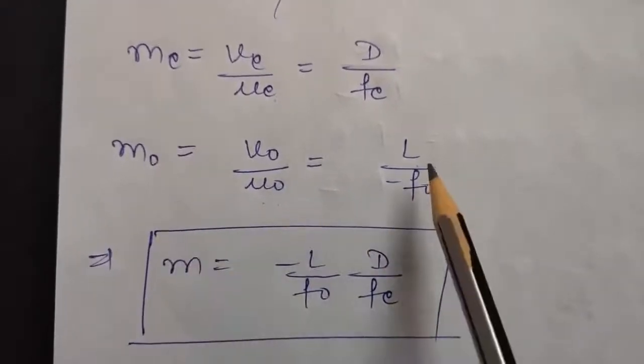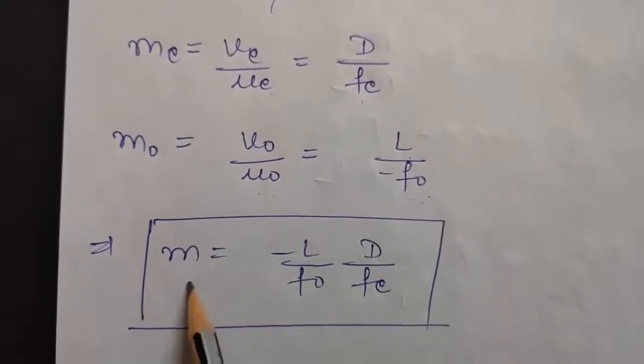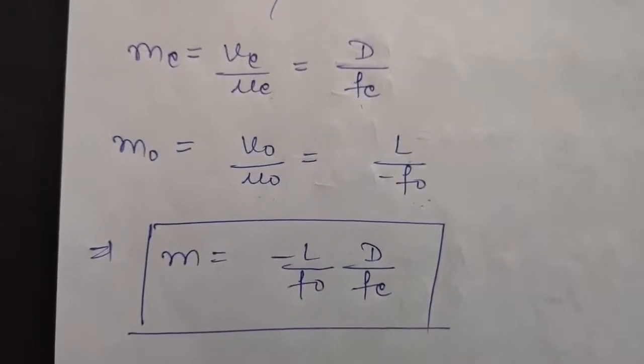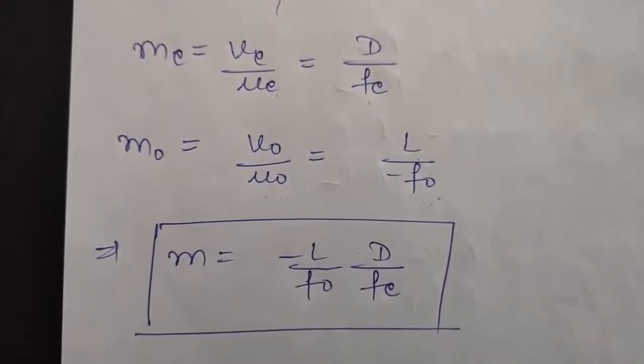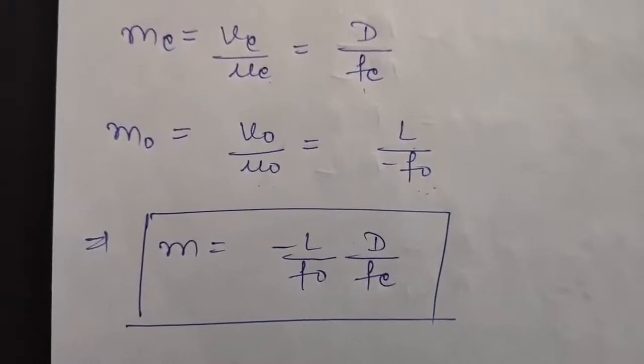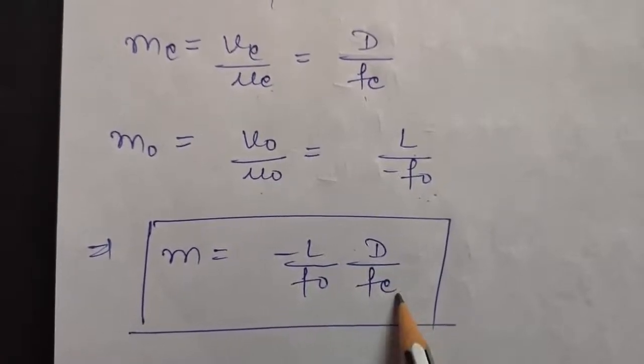So M0 will be minus L by F naught. Putting both the values in the formula of magnification, you will get minus LD upon F naught Fe. So this is the formula of magnification when the image is formed at infinity for a compound microscope. Also, as you can see here, this magnification is inversely proportional to F naught and Fe.